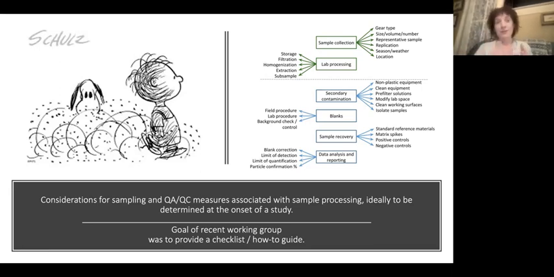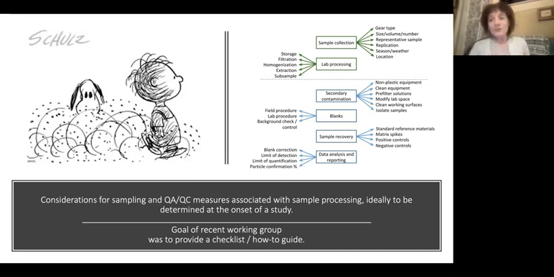Thinking about secondary contamination is something I think about now pretty much every day. So you want your equipment to be non-plastic when possible. Clean it, pre-filter your solutions, modify your lab space, have sticky mats at the door so you're catching some of that debris that comes in from people's shoes. You want to make sure you have clean working surfaces. For your blanks, you want to have blanks in the field and in the lab, and have those blanks out whenever you're processing a sample so you can account for what might be in the air or elsewhere in your space.